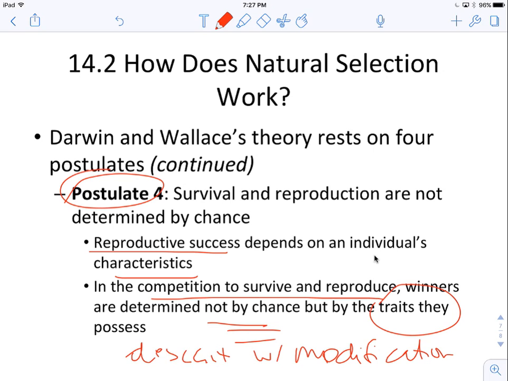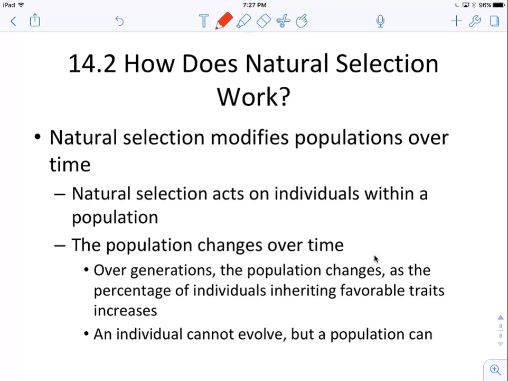Okay, descent with modification, etc. And that's kind of overall how natural selection works. Nature decides what traits are going to be the ones that make you most fit for the environment. If you're fit for the environment, you live long enough to reproduce and pass those genes on to the next generation. Okay? All right. So basically, this is what I said.